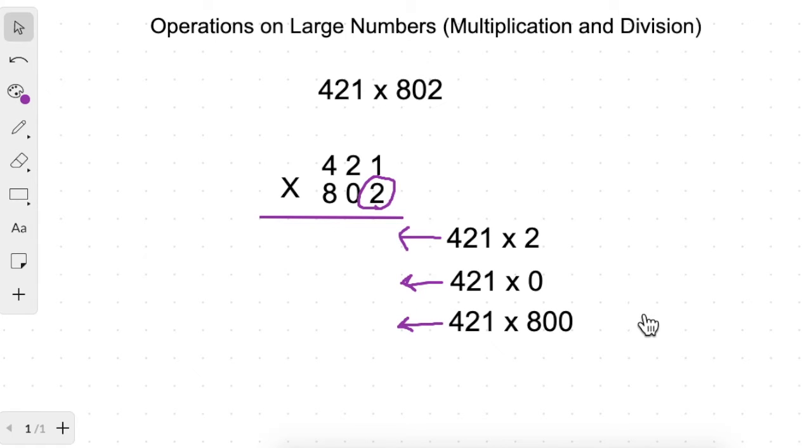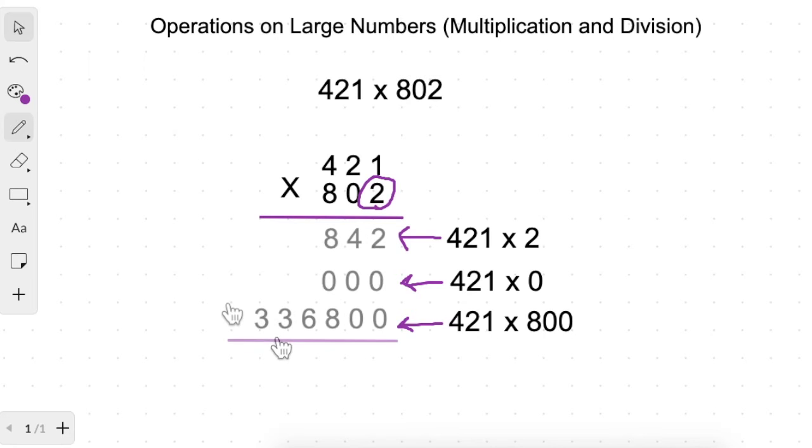So now you can see, children, it is easy for us to do. We can multiply 421 by 2 and write it down here. Then we can multiply 421 by 0 and write it here. Then we can multiply 421 by 800 and write it here. So you can see, children, I have written the answers here. 421 times 2 is 842. 421 times 0 is 0 only. 421 times 800 is, I have added the zeros here and I have multiplied this number by 8. So I have written the answer here.